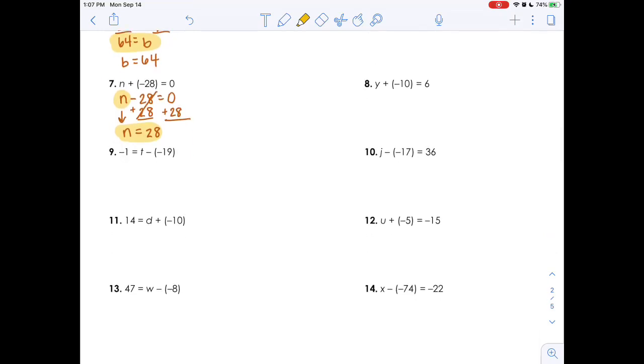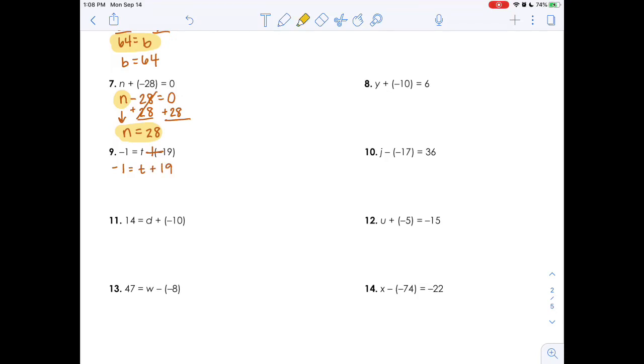Looking at number 9, I have negative 1 equals t minus negative 19. Now once again, I like to go ahead and simplify this. I know that if I have a minus and a negative, then that is really a positive. So you could rewrite that as negative 1 equals t plus 19.